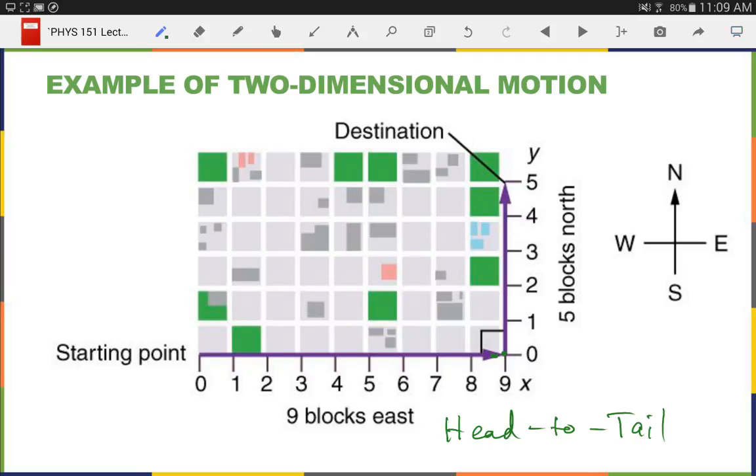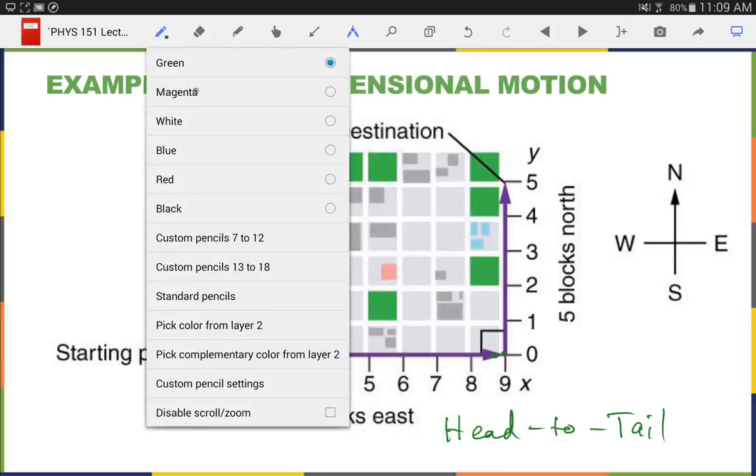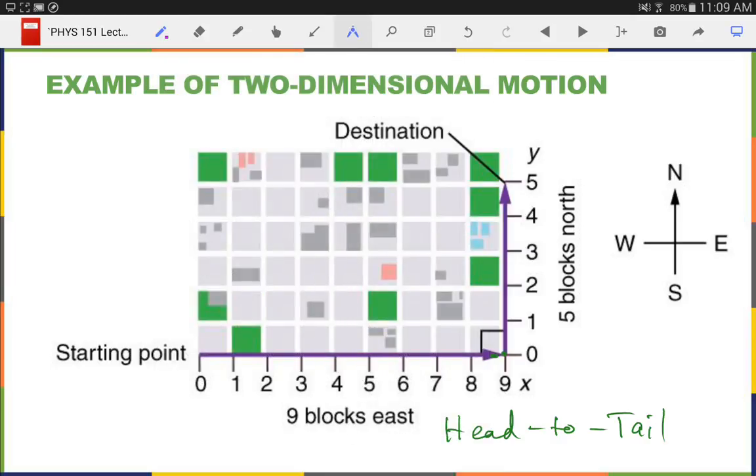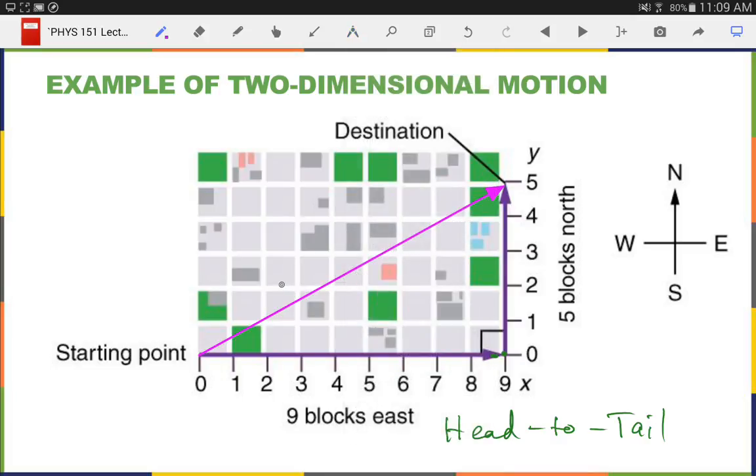Now, the answer when we add or subtract vectors is called the resultant. Resultant is just the name for when you add or subtract vectors. And the resultant is going to be the line that starts at the beginning point and ends at the ending point. So I start the beginning point and I go to the ending point. And so that's the resultant that I have there.